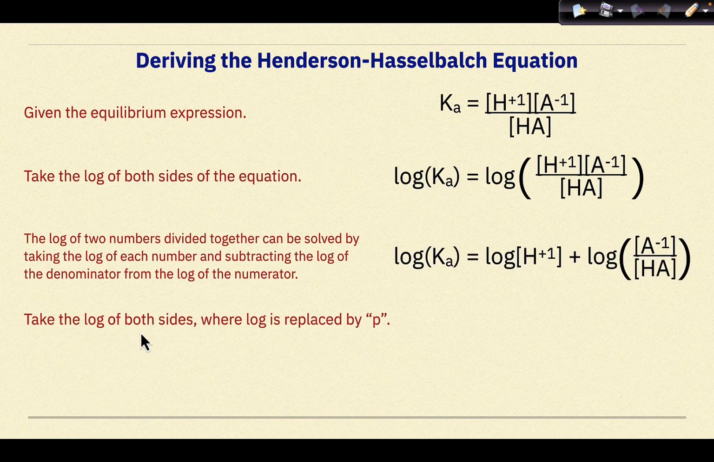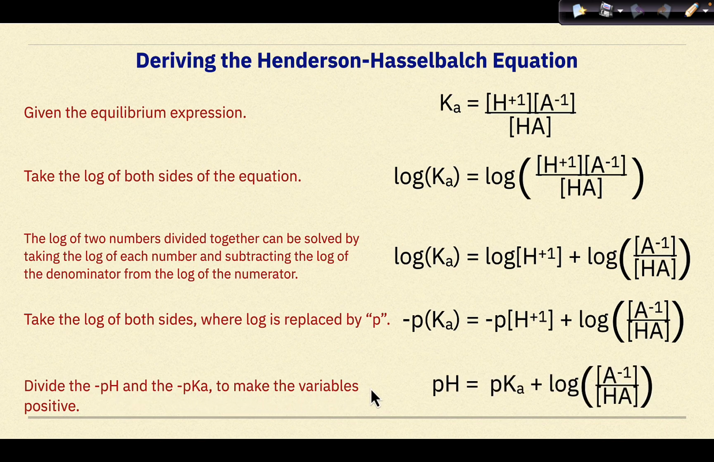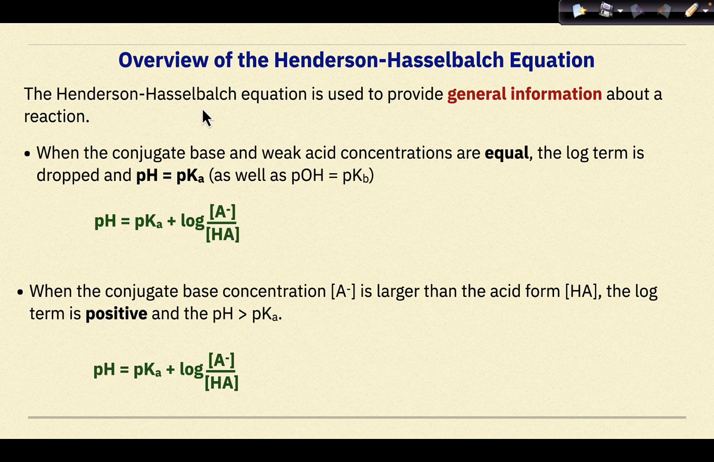Then we're going to take the log of both sides, where log is replaced by p. The final step to derive this equation is to divide by the negative, the negative pH and the negative pKa, to make the variables positive, which results in pH is equal to pKa plus the log of the weak base divided by the weak acid. The Henderson-Hasselbalch equation is used to provide general information about a reaction.